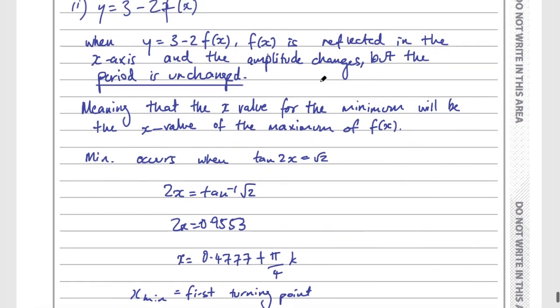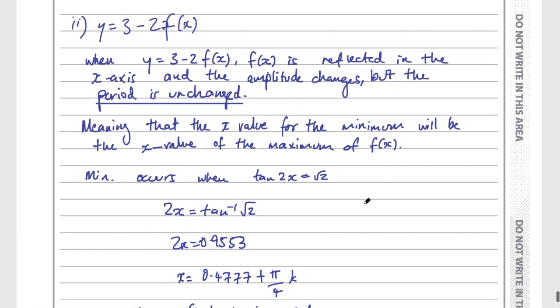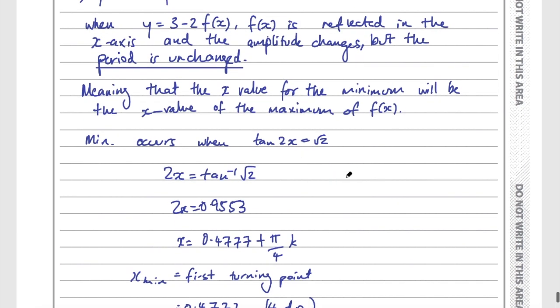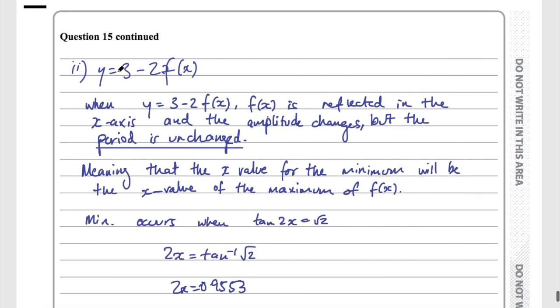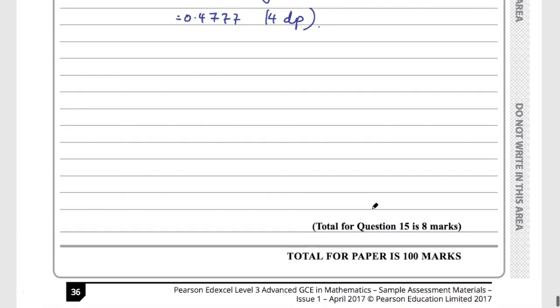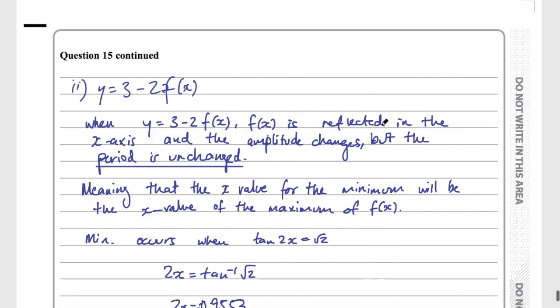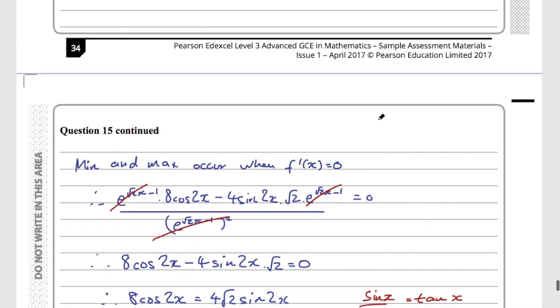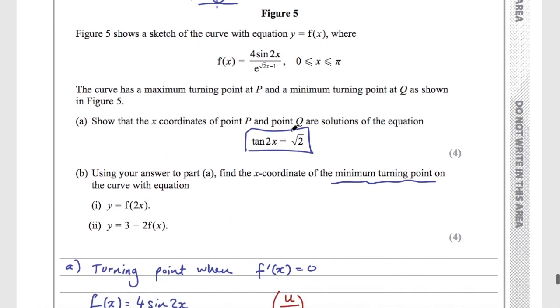So there's a little bit of reasoning in that last part of that question. I hope that all made sense. I tried to make it as clear as possible, but you just need to think about what changes this makes to the function f of x. So when we have that 3 minus 2 f of x, what does that do to the graph, and how does that change how you find the answer? Okay, so that total question was for 8 marks. Let's just go back to the marks again. So part A was 4 and part B was 4 marks.